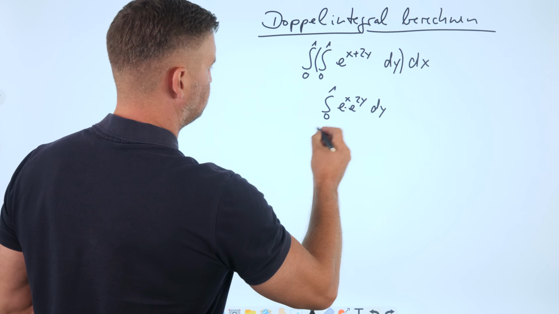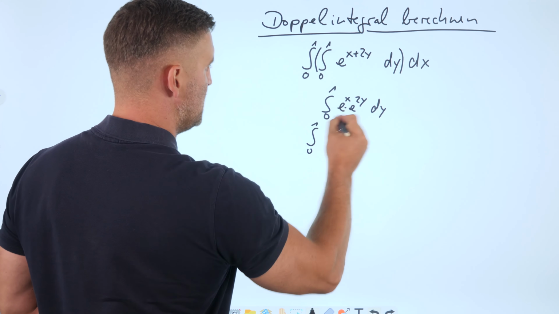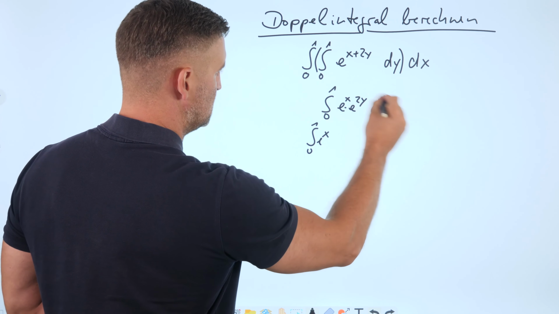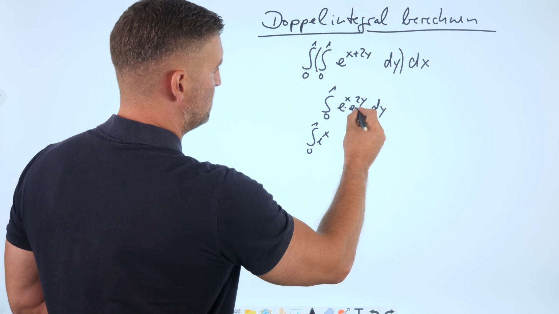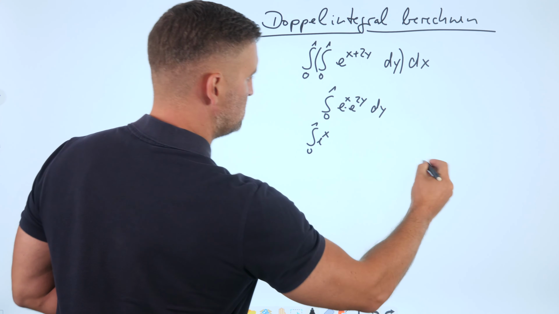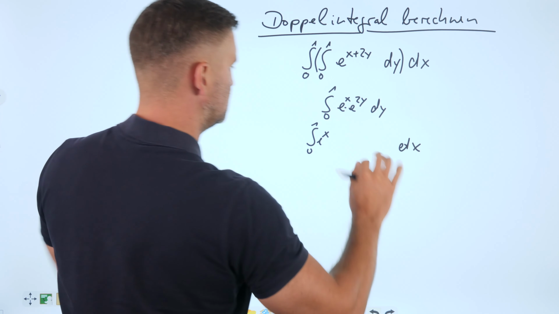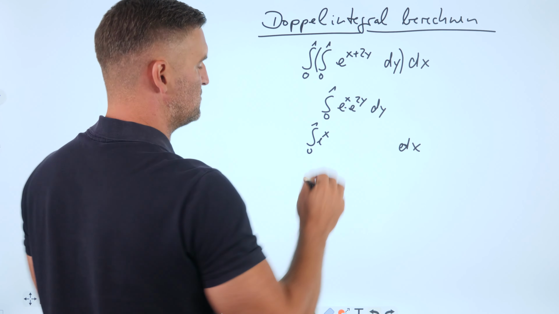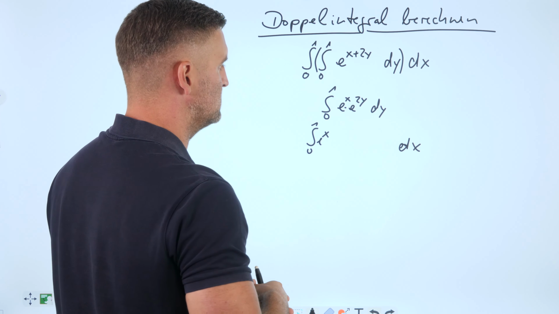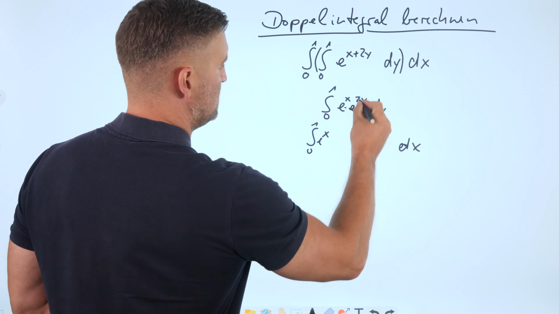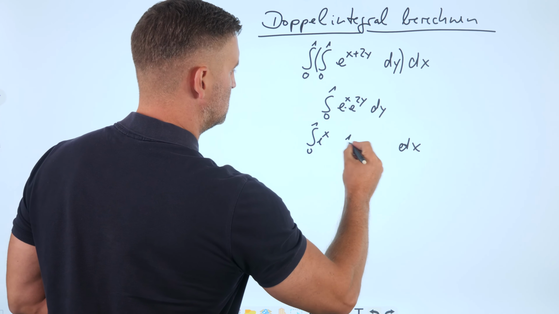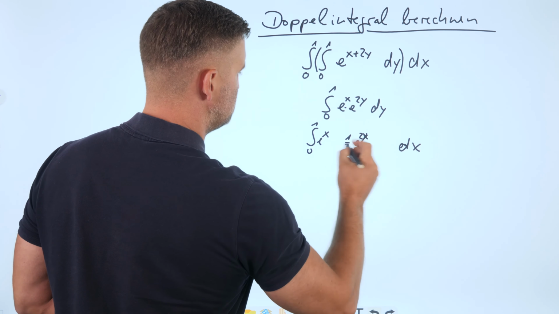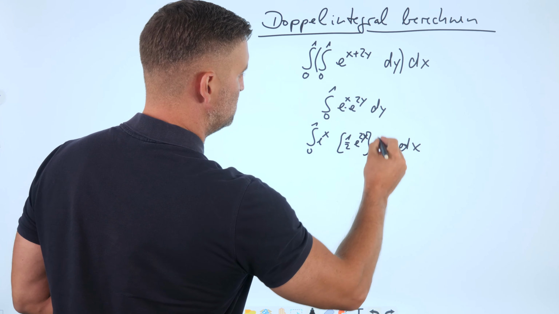Then basically the integral from 0 to 1 of e to the power of x, and then here the integral from 0 to 1 of e to the power of 2y dy. I'll write dx here, I'll leave the outer part as it is for now, and basically the inner part. e to the power of 2y, its potential antiderivative is e to the power of 2y, and in front 1/2, so 1/2 times e to the power of 2y, is that correct? So, and all of that from 0 to 1.